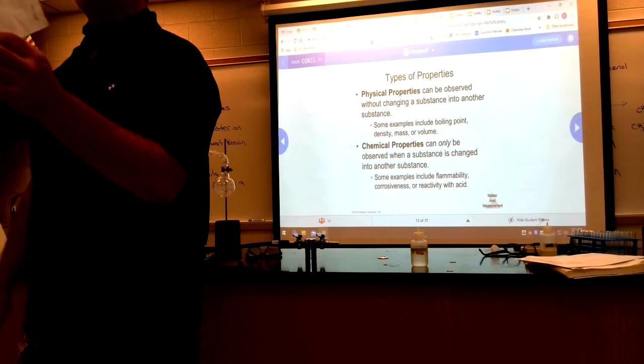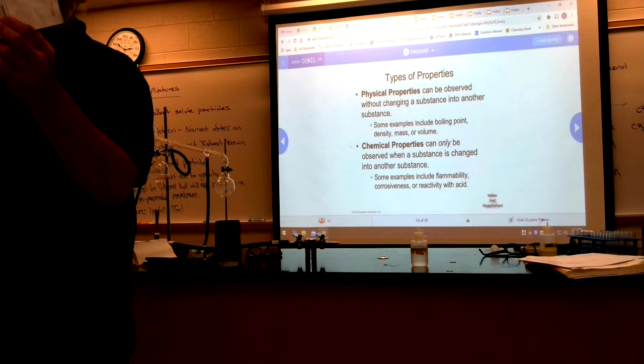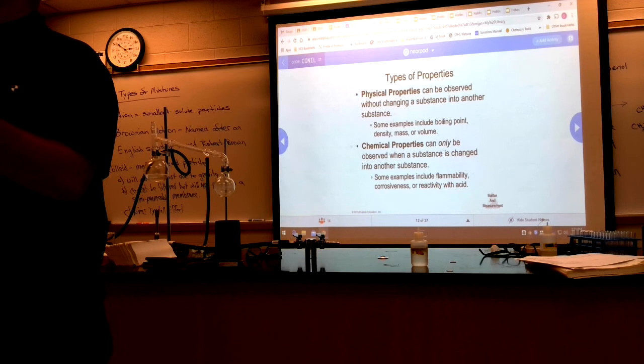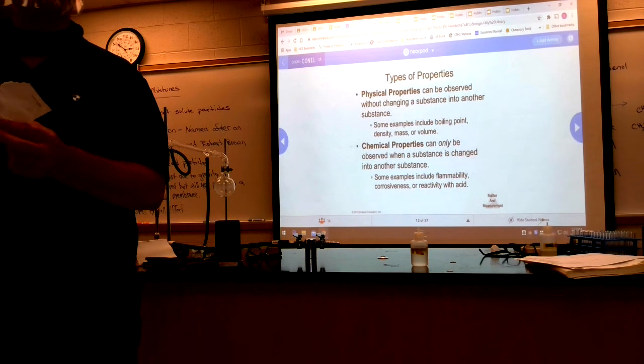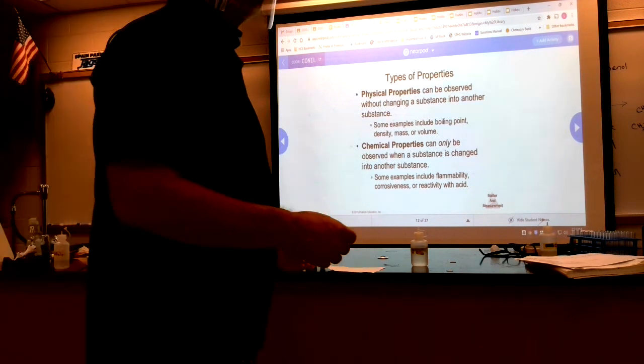But a chemical property is one that's going to describe what chemical reactions it does. Does it burn? Well, let's find out. Let's burn it. Does it react with acid? I don't know. Let's put it in acid. But when doing it, you're going to change the composition of it. Chemical properties describe the chemical reactions that are going to take place.